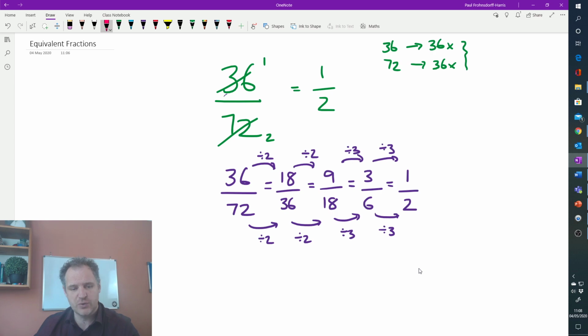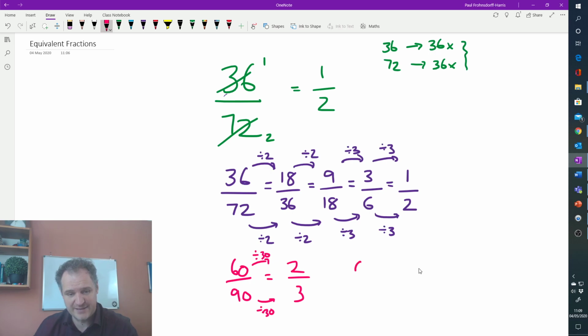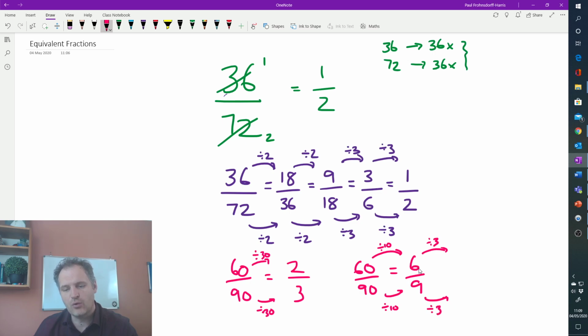For example, if I was doing 60 over 90, I might start by dividing by 30, just because I know that 30 goes into them. So I can see that they both divide by 30, so I'm going to go straight to 2/3. But I might have just decided to do tens. I don't have to halve it each time. I could divide them both by 10 first. So that's the divide by 10. And then I go, now let me try 3s. Notice how I can do it step by step, or I can go straight there, and you're not wrong to do it either way. They will both give you the same simplest form.